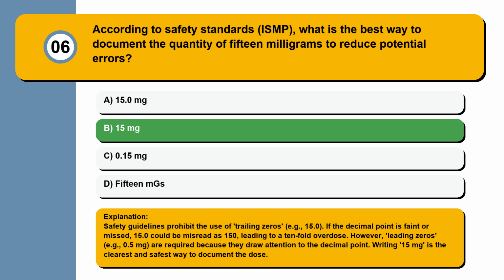Safety guidelines prohibit the use of trailing zeros, for example 15.0. If the decimal point is faint or missed, 15.0 could be misread as 150, leading to a tenfold overdose. However, leading zeros, for example 0.5 mg, are required because they draw attention to the decimal point. Writing 15 mg is the clearest and safest way to document the dose.